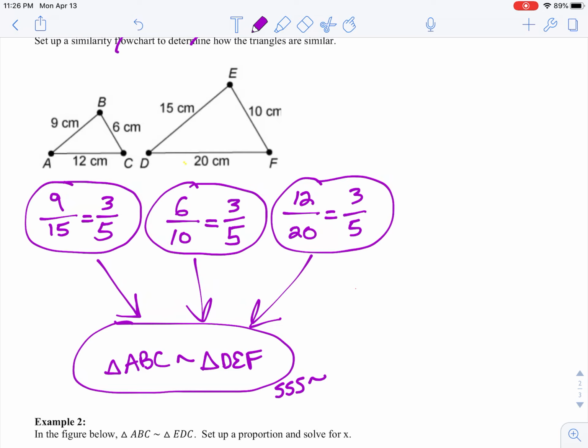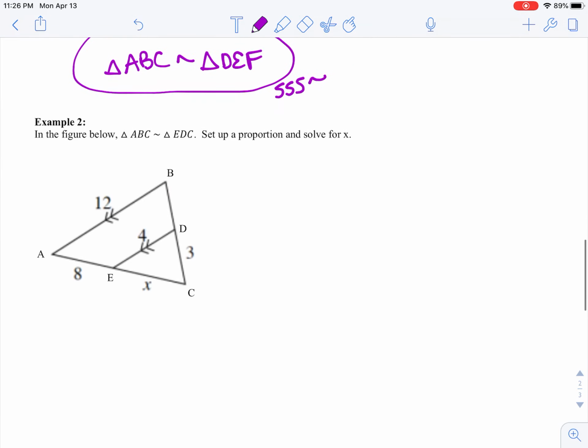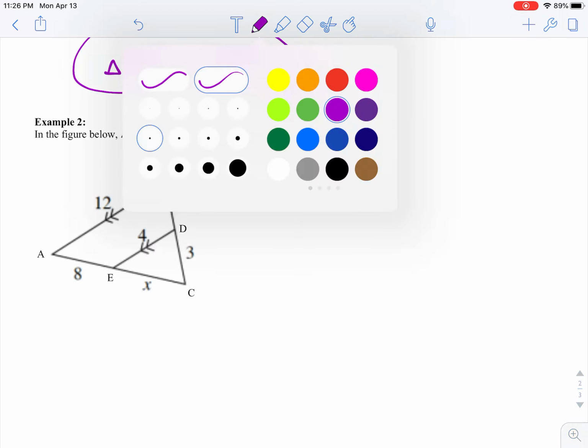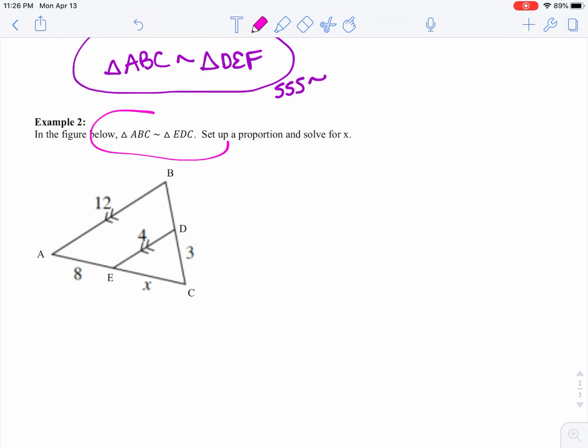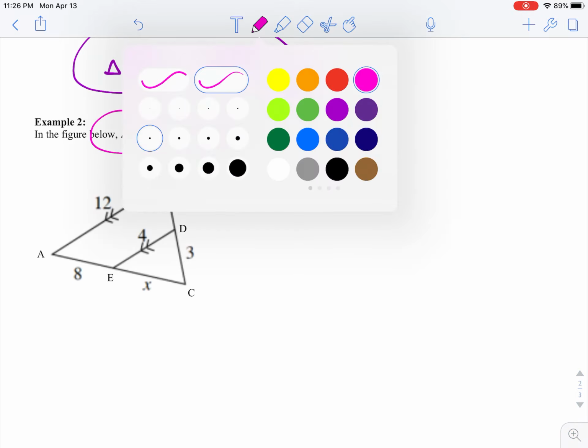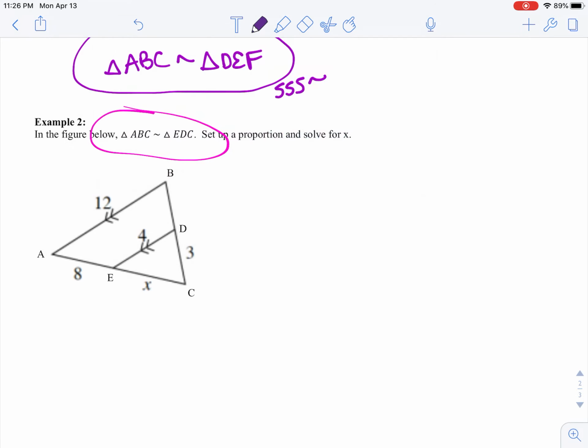So now let's take a look at example 2. In this figure, it tells us that these two triangles are similar to one another using this similarity statement up here. And it says to set up a proportion and to solve for x. What I would like to do is show you the two different triangles that exist here. So you've got this purple triangle, which is the bigger one. And then you also have the blue triangle, which is the smaller one.